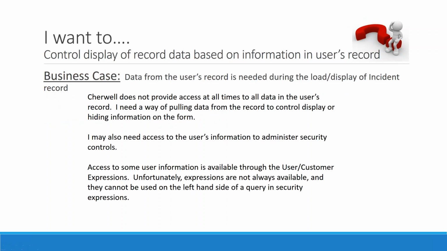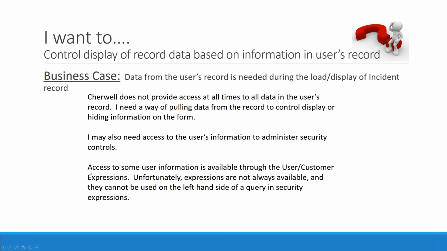So the next thing is I want to control my display of record data based on information that's in my user's record. My business case is that I need access to some of the information that is in my current user record or my current customer record too. It could be either one. But I need access to that information when I'm actually looking at an incident, because maybe I have some fields that, if there's a flag on the customer or user record, they can see or not see certain information based on that flag.